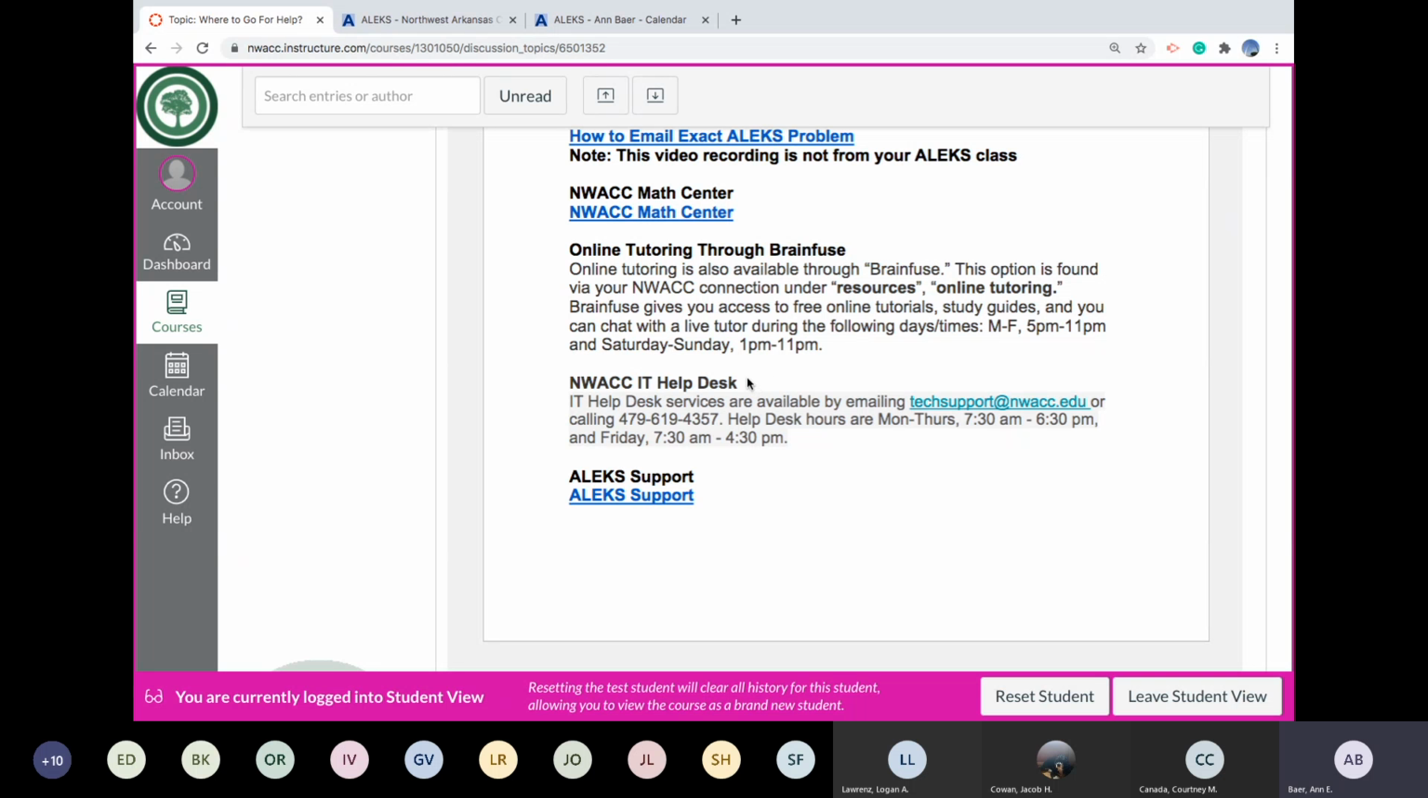NWAC IT Help Desk. Oh, I can't tell you how much the IT folks have helped all of us get through what we're going through now as a society with the pandemic. They have helped us tremendously. I don't know how those people are holding up because there aren't that many of them. But they're wonderful folks. They can recommend technology if you need new technology.